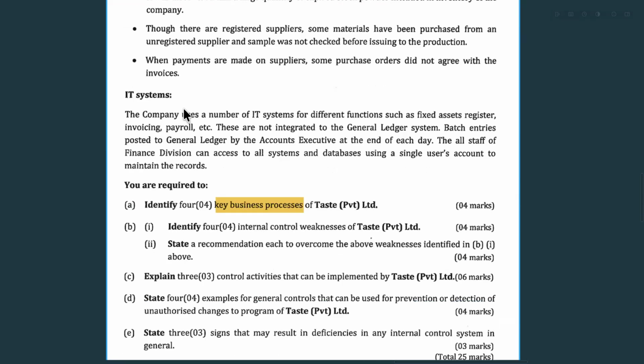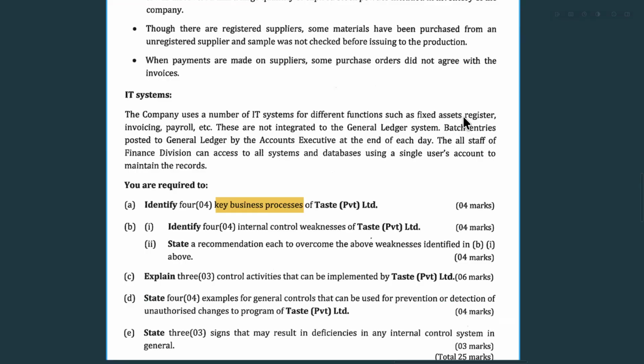And let's talk about IT systems. When they're trying to come into the IT systems, they are going to ask some questions about general controls and application controls. That's your syllabus. The company uses a number of IT systems for different functions, such as fixed asset register, invoicing.